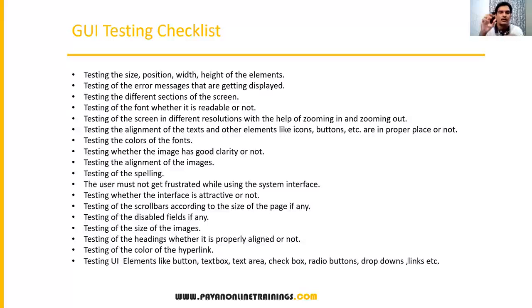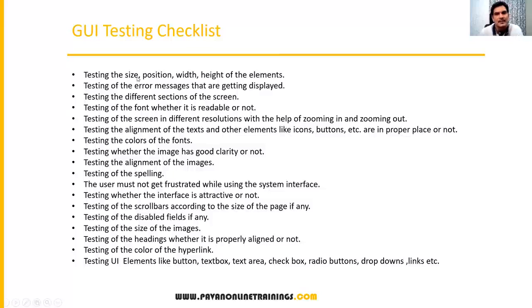Because if the application is more attractive, right, then only the users will be attracted to the application, and it should have a good number of colors, a good font, and good images, and the images should be very clear, right? Very clear images should be there. So our main focus is on the UI of the application. So let us see what exactly we do in the GUI testing checklist.